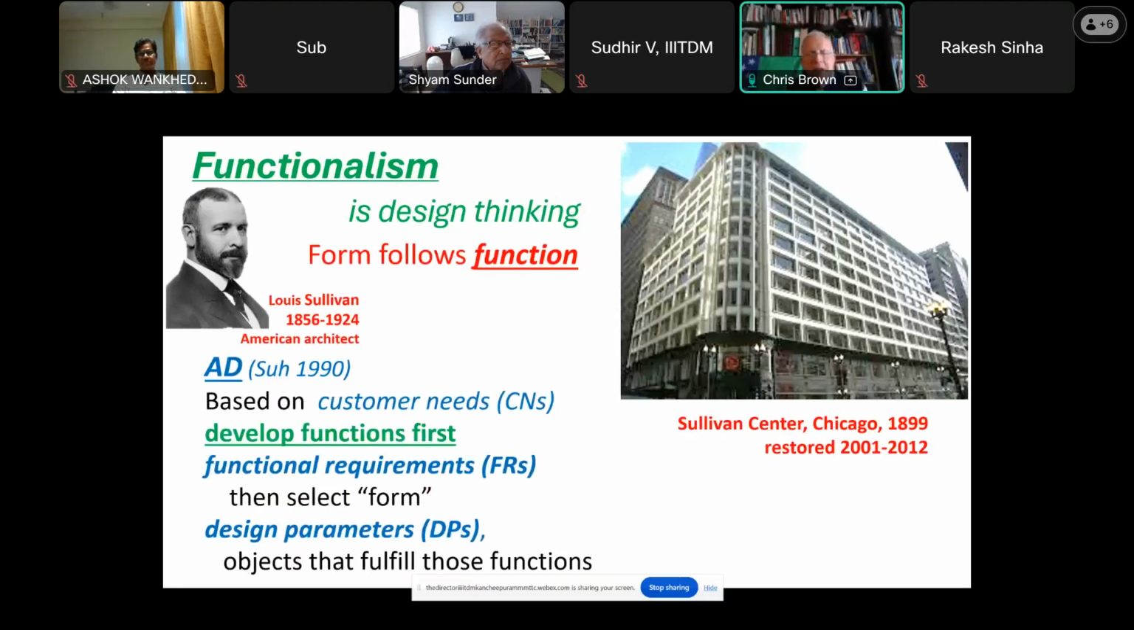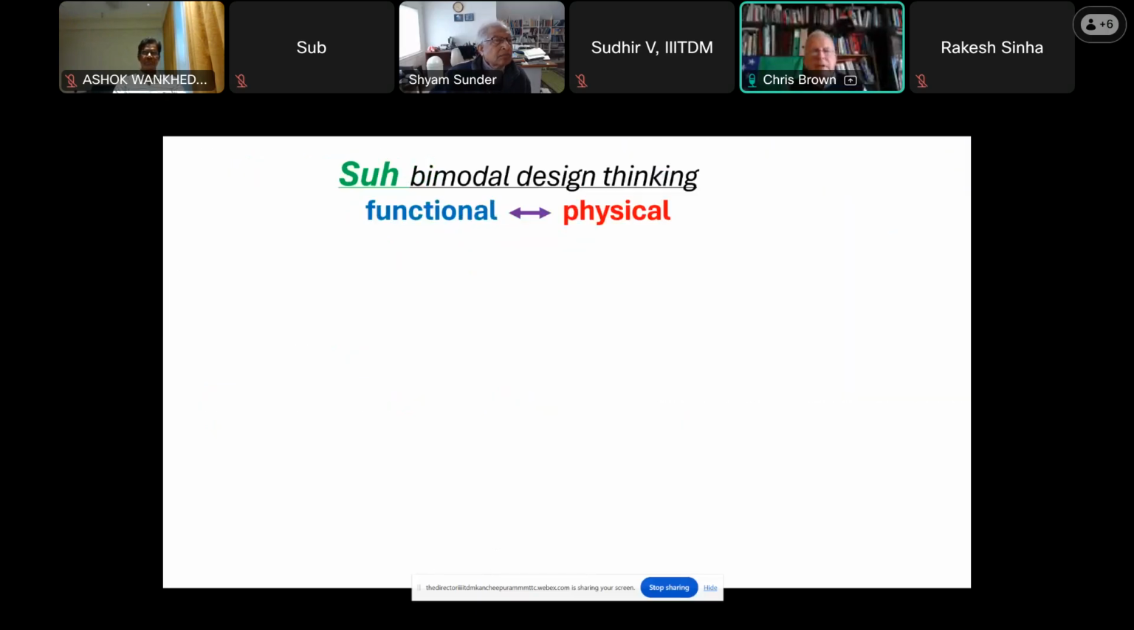So in axiomatic design, Sue says, all right, we're going to develop the functions first based on the customer needs, and then select the form, the design parameters that fulfill those functions. So Sue mentions bimodal thinking. We need function, physical. Engineers often jump quickly to the physical domain because we're good at it, and we don't spend enough time developing good descriptions of the functions, which would help us get better solutions.